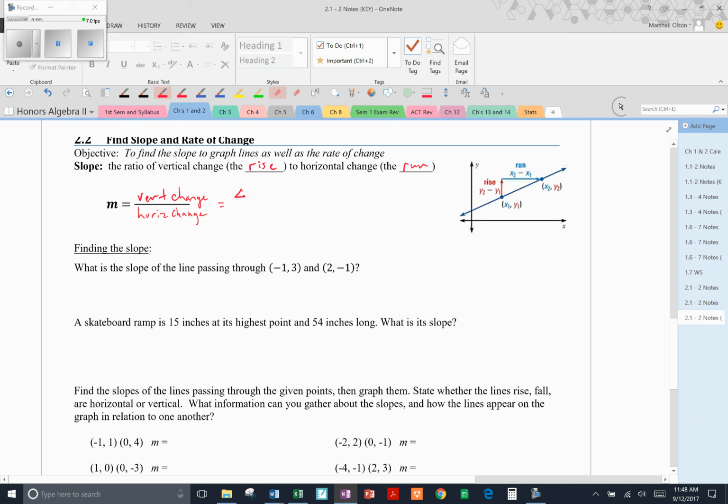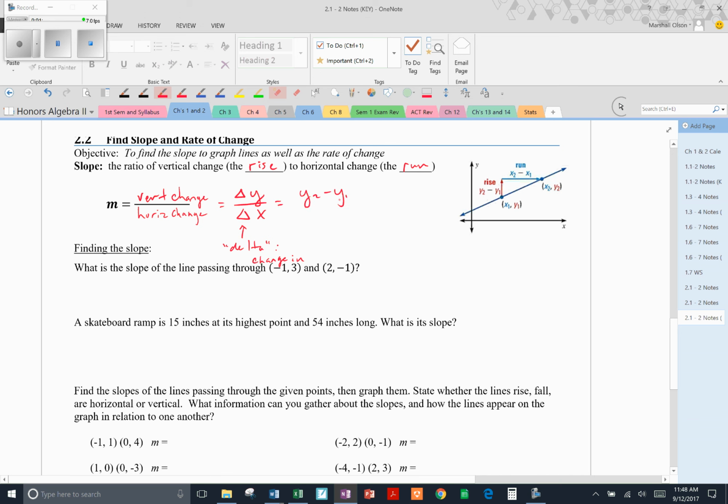Maybe a new notation for you here. Delta y over delta x. Delta is a Greek letter. It means change in. So the change in y over the change in x. Again, it's just vertical change over horizontal change.